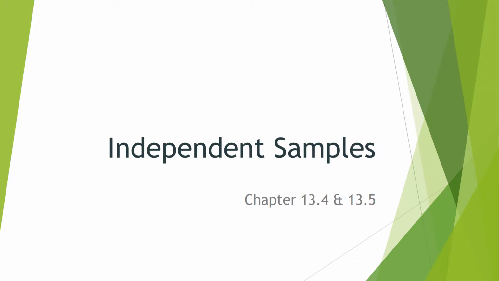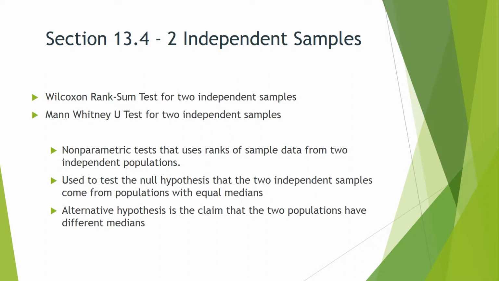Last thing that we're going to talk about in this class is continuing on with the non-parametric tests, but suppose we are comparing independent samples. So the Wilcoxon rank sum test can be used for two independent samples. Your book discusses the Wilcoxon rank sum test, which is different than the Wilcoxon signed rank test. The Wilcoxon signed rank test is the one we did with matched pairs or one sample. The Wilcoxon rank sum test is for two independent samples.